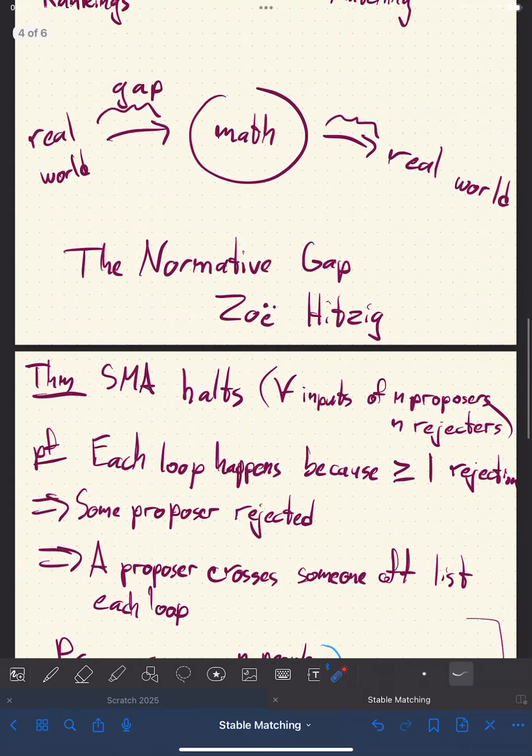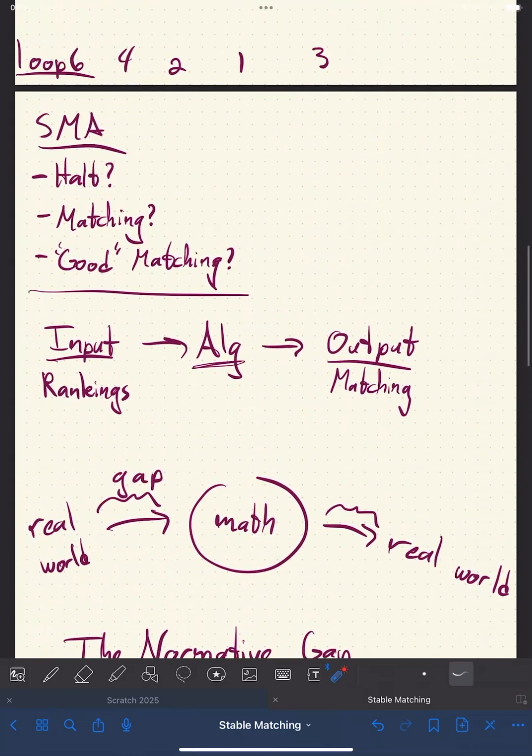So when we come back up here to ask, well, first off, we know that the algorithm halts. We haven't proved that it produces a matching yet. And we don't know if it produces a good matching, but what we're going to do for this lecture is say that what good means is a stable matching. That's what that's going to mean for us. And again, this is a normative choice of what good means, because there are other definitions.